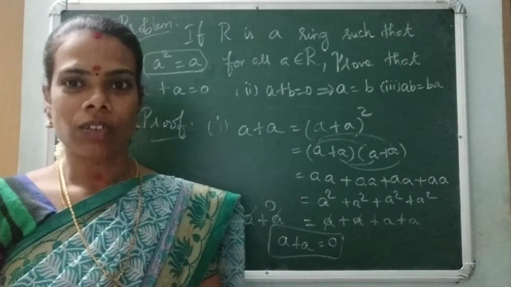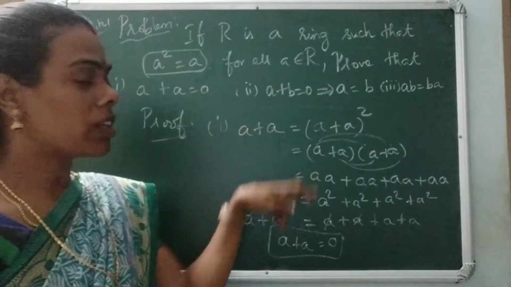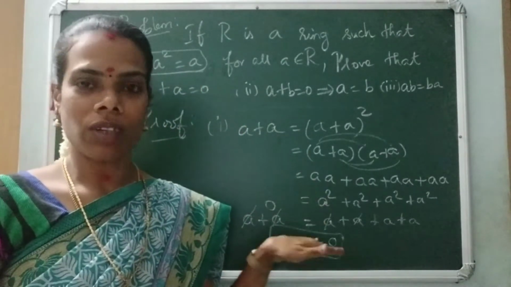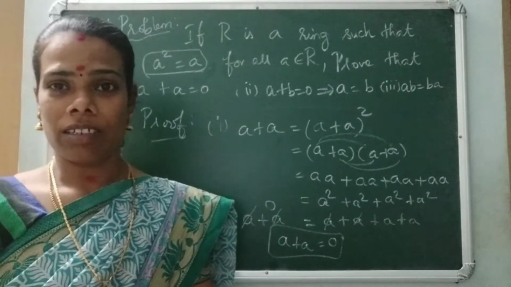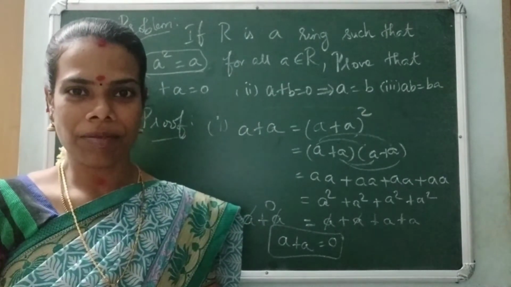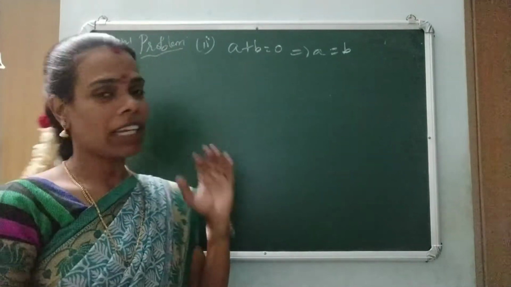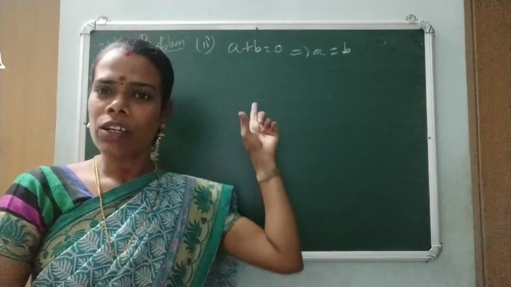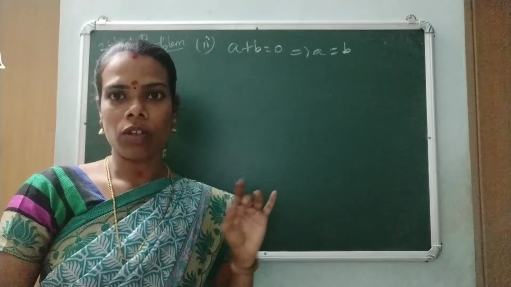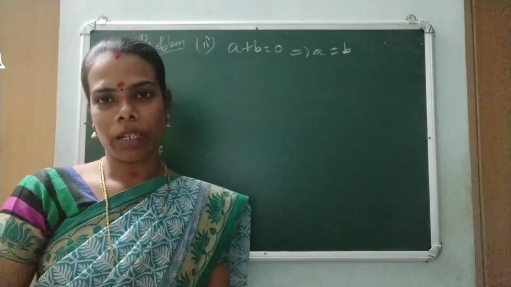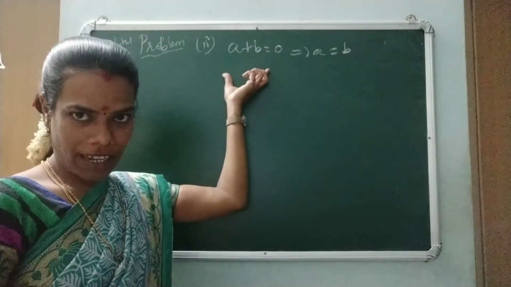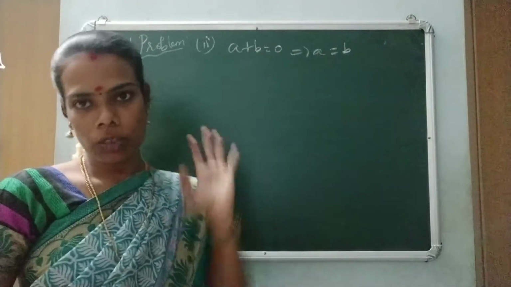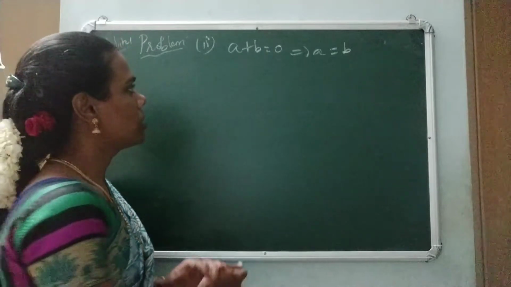Right? So if we apply this condition for the first case, we can prove the first one easily. Right? Then go for the second case. See, the second case you have to prove is, if a plus b equal to 0, you have to show that a equal to b. Right? So let it be.